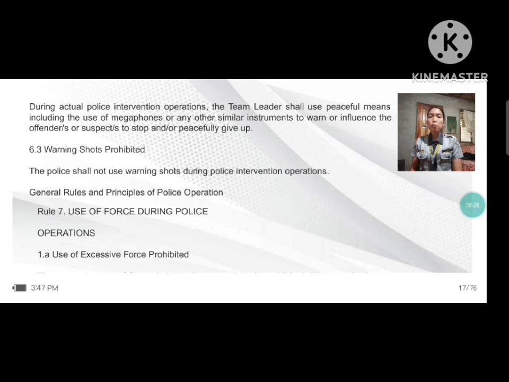So, to summarize my topic for today, Rule 5 teaches the importance of coordination between police units to keep operations organized and safe. Rule 6 reminds police officers to follow proper requirements, act peacefully, and use reasonable force only when needed. These rules ensure that police actions are legal, disciplined, and respectful of human rights.